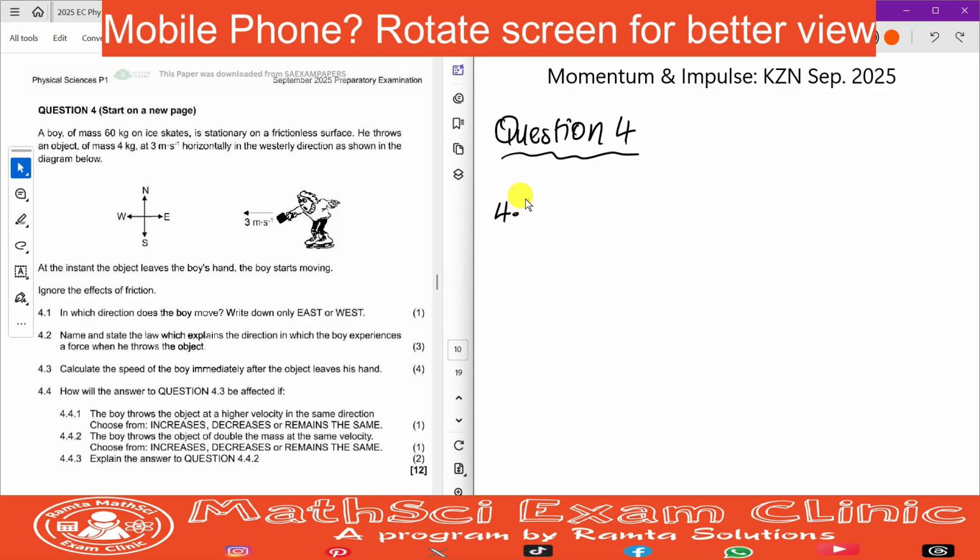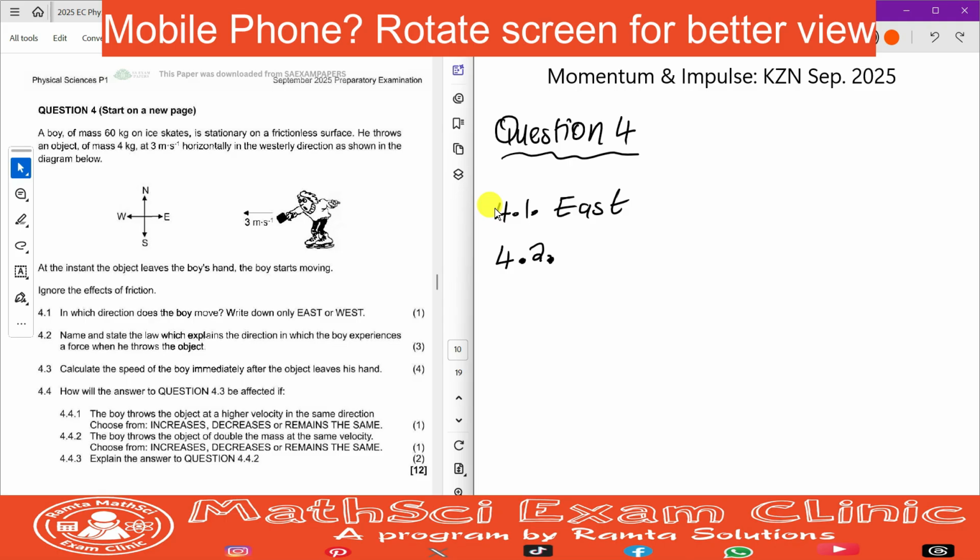4.1. In which direction does the boy move? Write down only east or west. He was stationary. He threw an object to the west. He will move to the east. And this is explained by Newton's third law of motion. Remember, you are in momentum and impulse. Do think of Newton's laws.